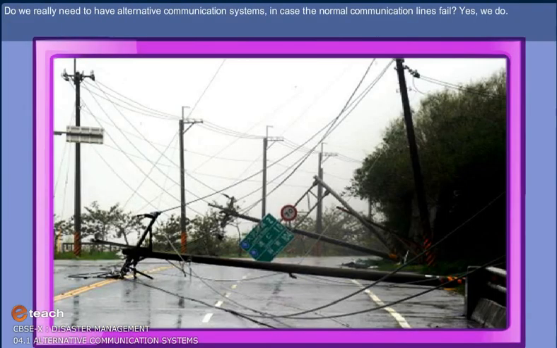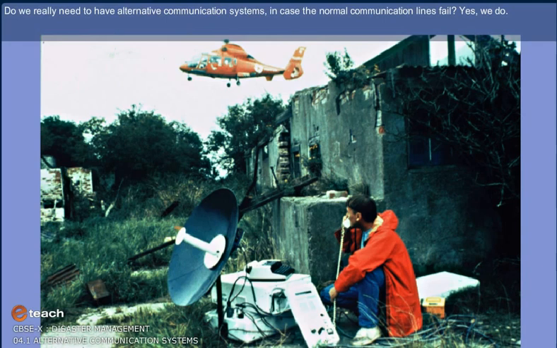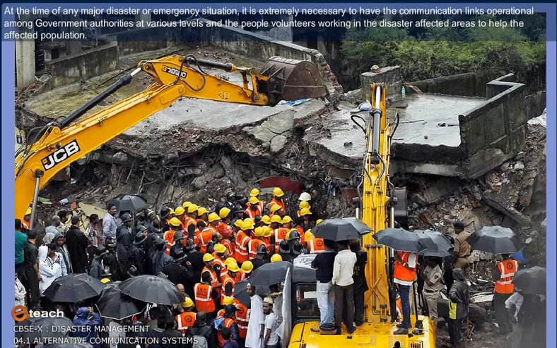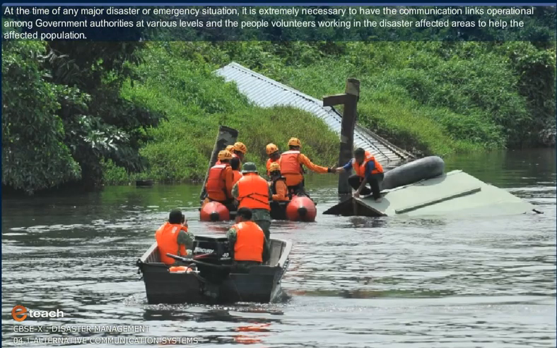Do we really need to have alternative communication systems in case the normal communication lines fail? Yes, we do. At the time of any major disaster or emergency situation, it is extremely necessary to have the communication links operational among government authorities at various levels and the people volunteers working in the disaster affected area to help the affected population.